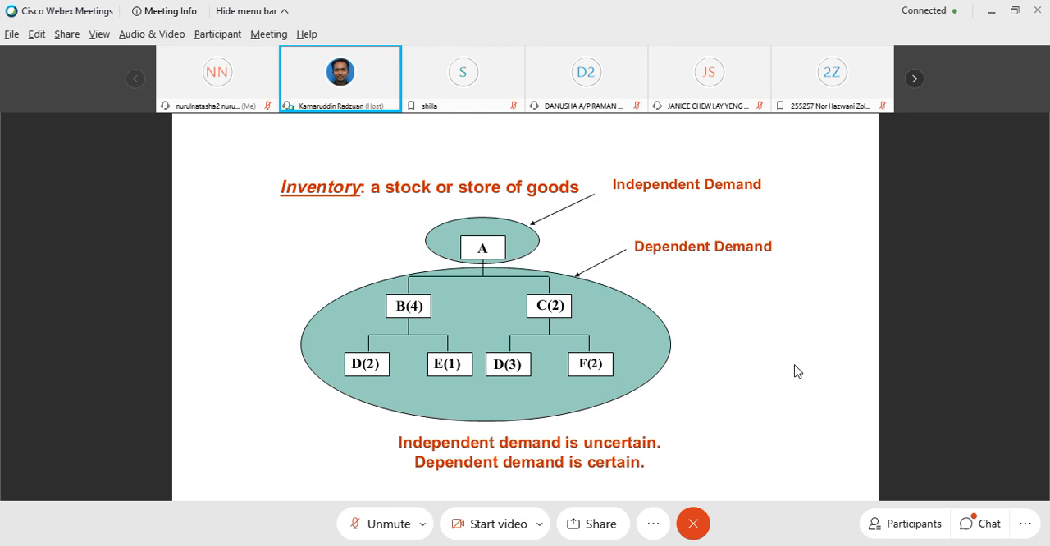But for the dependent demand, the order from customer is normally certainty. Maksudnya di sini kita tahu dengan pasti berapa banyak yang dipesan ataupun dikehendaki oleh customer untuk dependent demand. Jadi antara independent demand dan dependent demand ada pro dan cons untuk kita mengurus dan mengawal inventory dengan lebih baik.